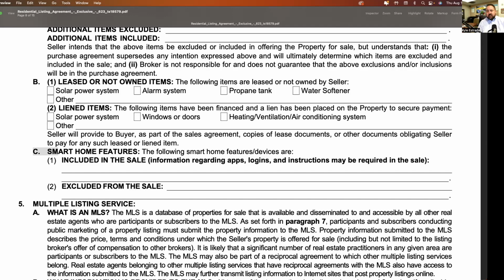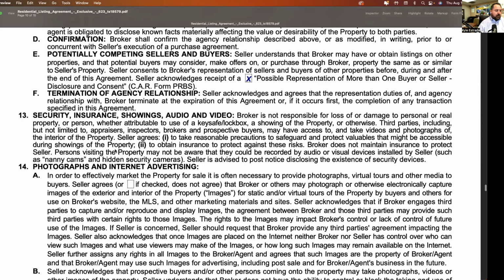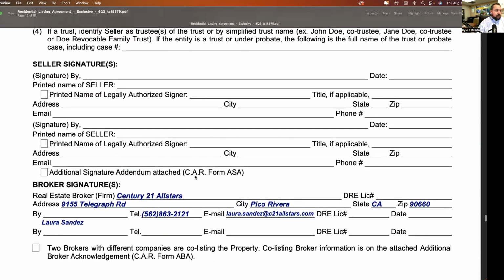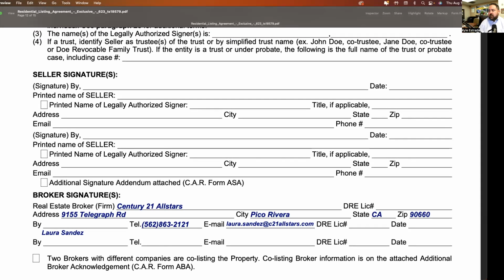Questions about the smart home features? That's the only thing they changed in their listing agreement. Oh, and they added some contact information in the seller's signature paragraph, but that's it. Any questions about that? Okay. Let's lower your hand. All right. Okay. Next up are two rental property disclosures.